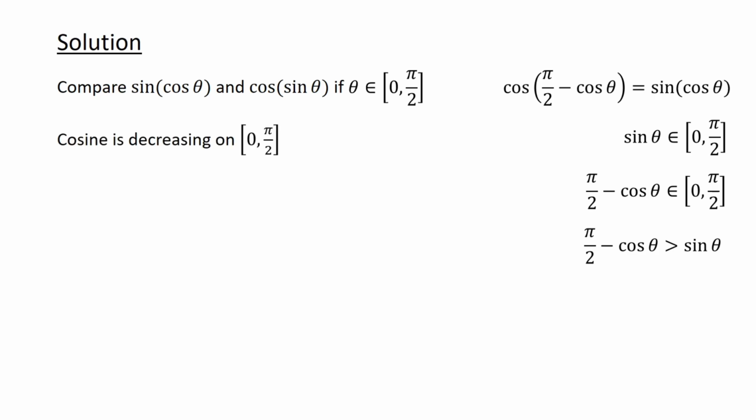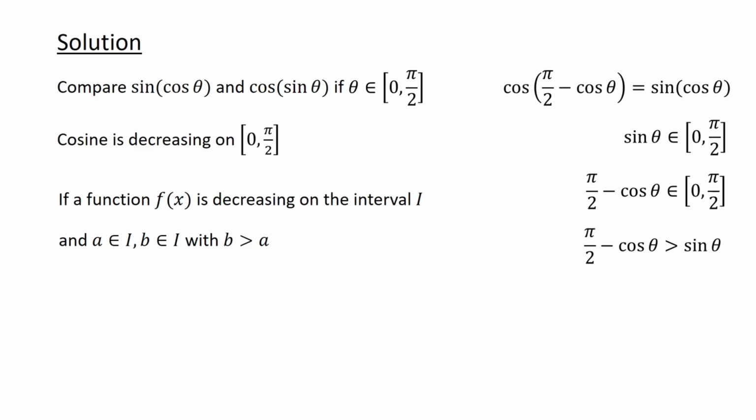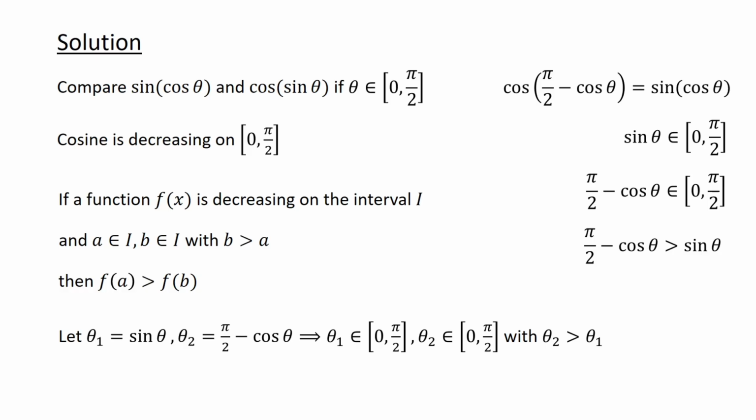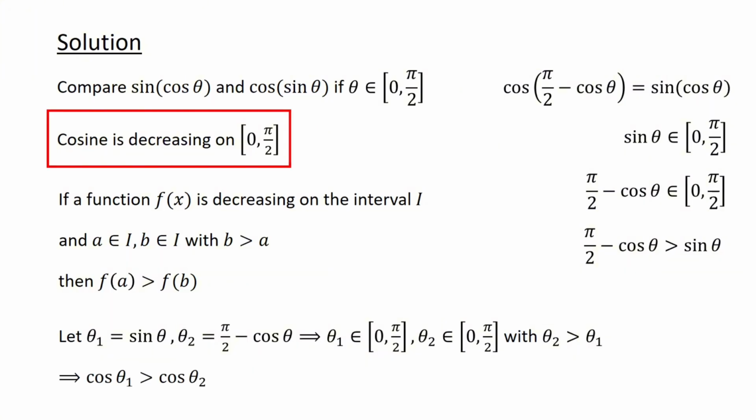Finally, note that cosine is decreasing on the closed interval from 0 to pi over 2. Recall that if a function f of x is decreasing on the interval I, and a and b are in I with b greater than a, then f of a is greater than f of b. Calling sin theta as theta 1 and pi over 2 minus cosine theta as theta 2, we then have theta 1 and theta 2 in the closed interval from 0 to pi over 2, with theta 2 greater than theta 1. Since cosine is decreasing on the closed interval from 0 to pi over 2, we thus have cosine theta 1 is greater than cosine theta 2.